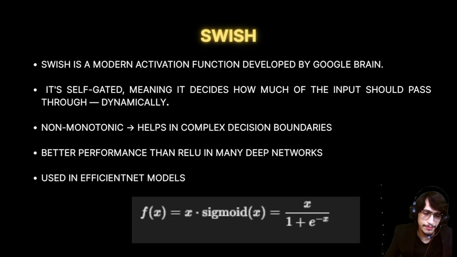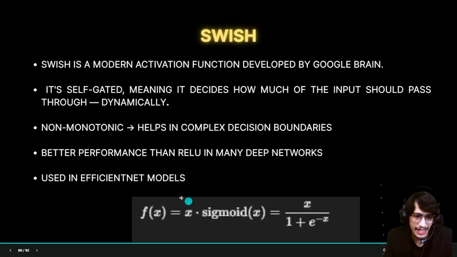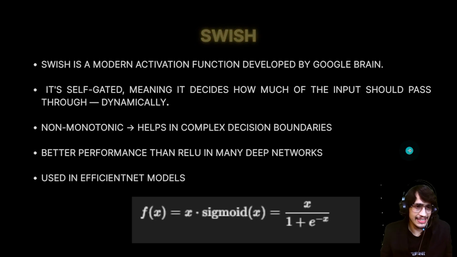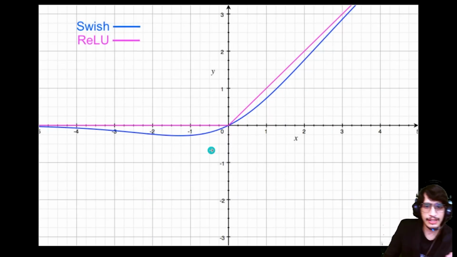After that, Swish is an activation function which was created by Google Brain. It is self-gated. The formula is this, but what it means is that it selects which values we should send to the training part, and which neuron values we do not need to send. This provides better performance than ReLU in many deep neural networks, and it is very efficient for models like CNN or other complex models like NLP.